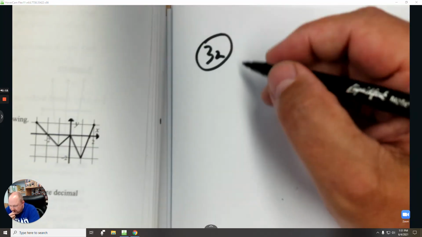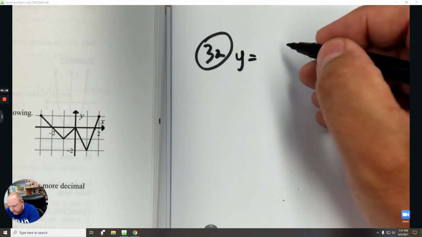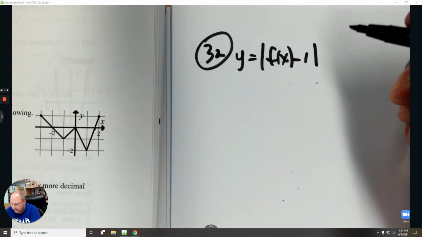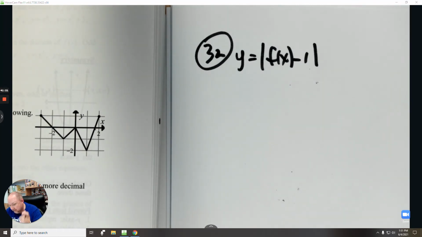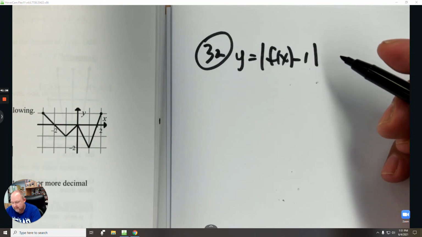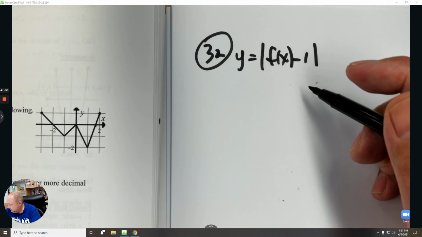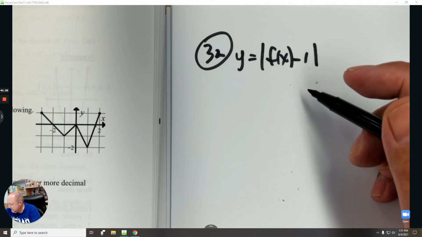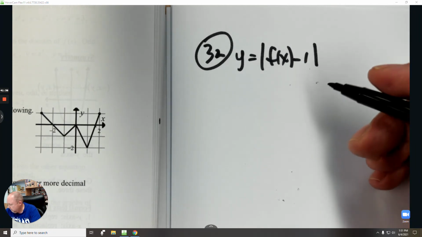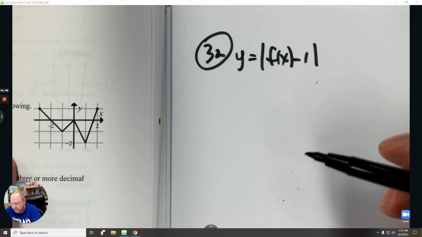So 32, the absolute value bars and a shift. So what this means, shift it to the right and reflect it. Oh, sorry, shift it down 1 and reflect it. So first we're going to shift it down 1, and then we'll make it all positive. So if you shift it down 1 to begin with, and then make it positive.